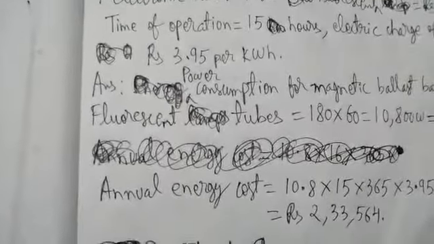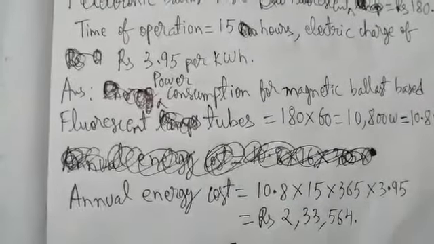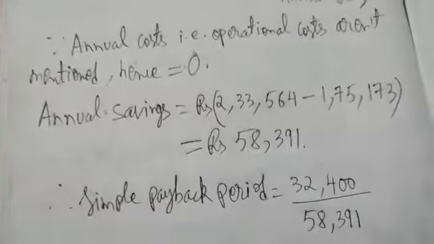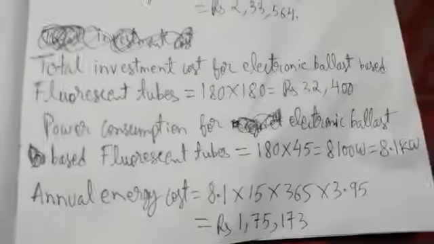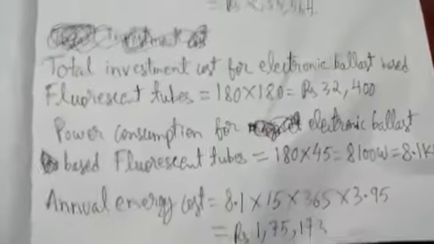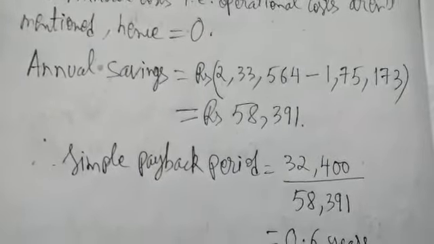Now the annual energy cost for the magnetic ballast based fluorescent tubes, how much we got? Rupees 2,33,564. So rupees 2,33,564 minus the total energy cost, or annual energy cost for your electronic ballast based fluorescent tubes. It was rupees 1,75,173. So after the difference we get rupees 58,391. So from there we can get the simple payback period.